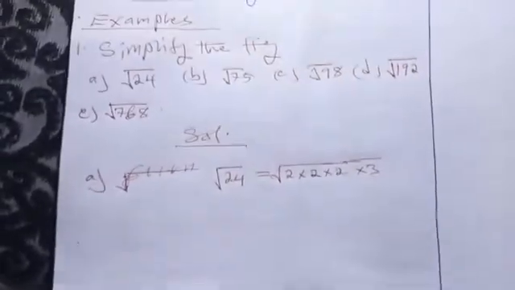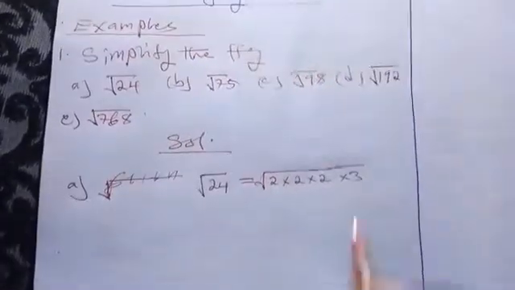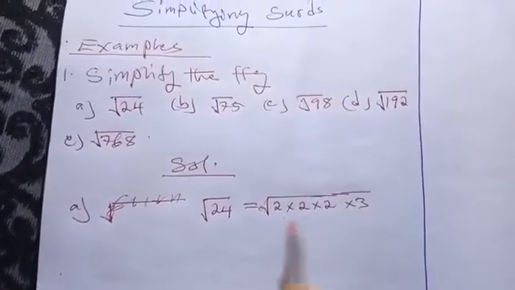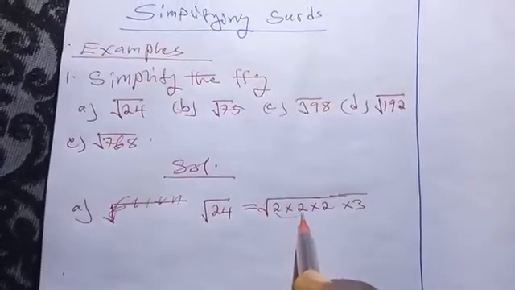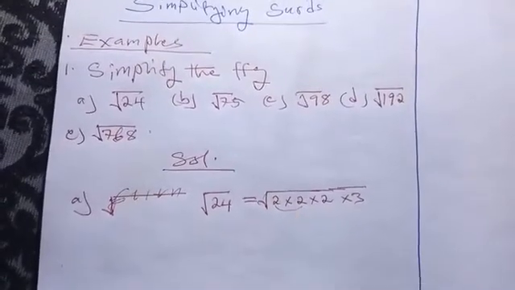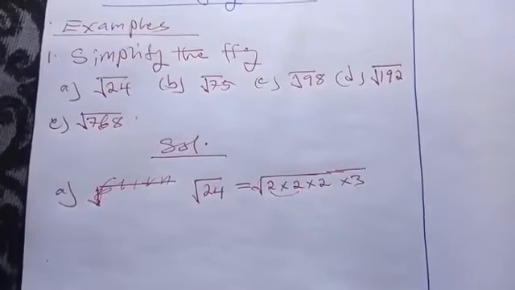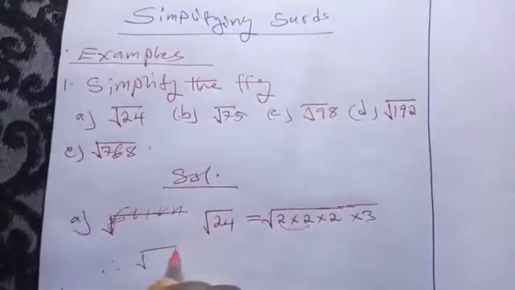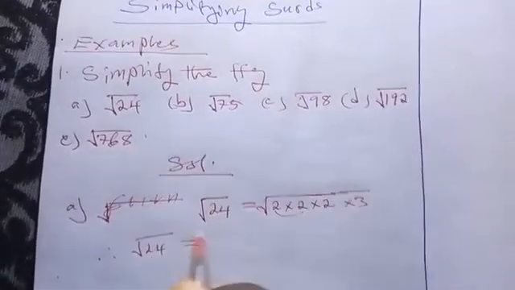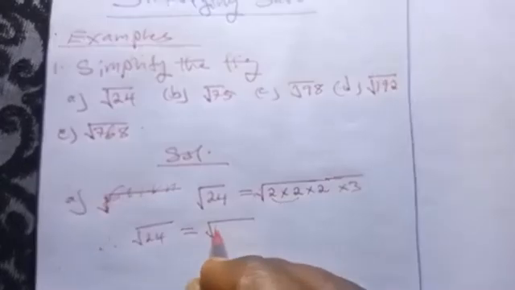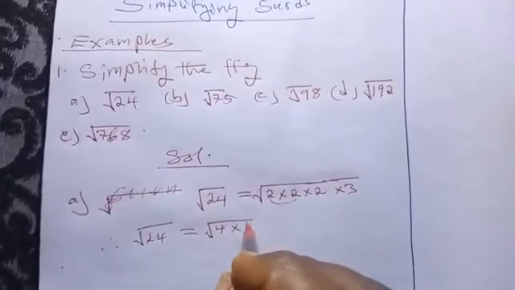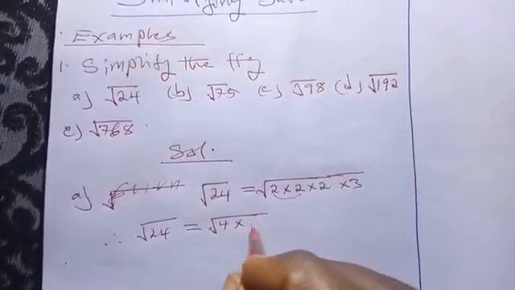But all I seek is a perfect square. The only perfect square I can get here is 2 times 2, which produces 4, and 4 is a perfect square. That means root 24 can be written as the square root of 4 times the square root of 6.